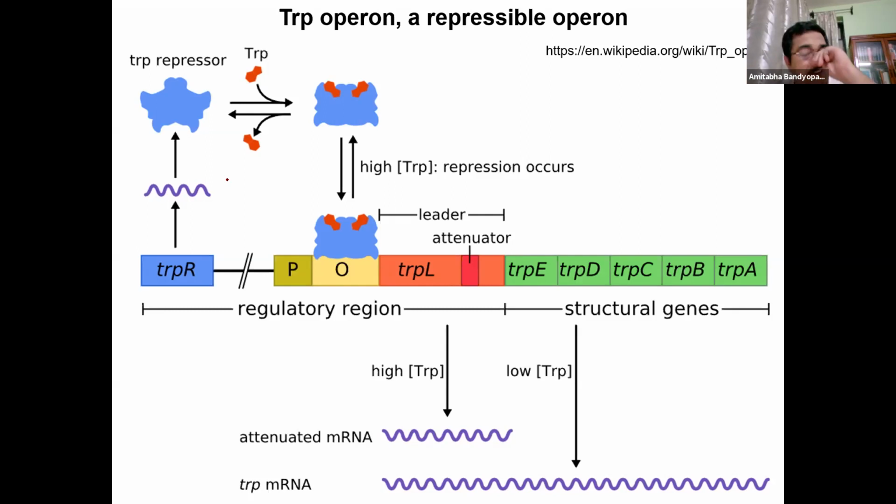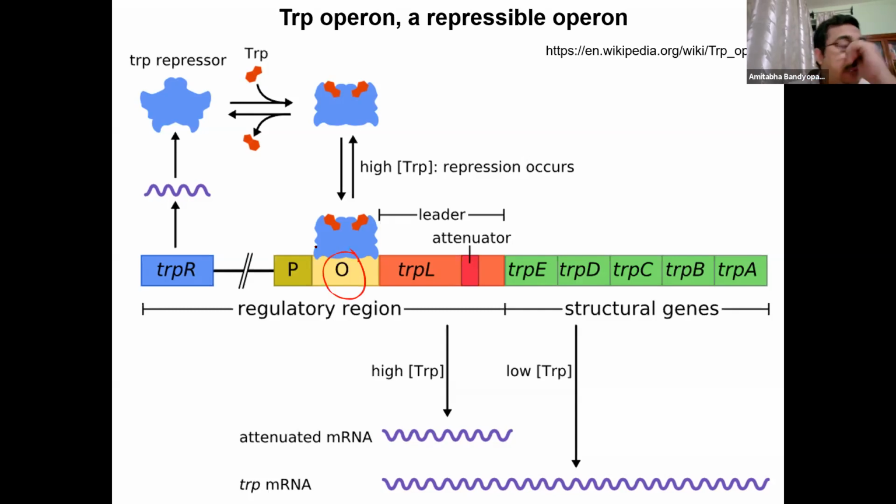Cells are a very energy efficient environment. So if you don't need to make it, don't make it. So then there is this protein called tryptophan repressor. It is produced from another region of the chromosome. And if the tryptophan level is high, then tryptophan will bind to the repressor, and only then the repressor will be active and will come and sit on the operator.